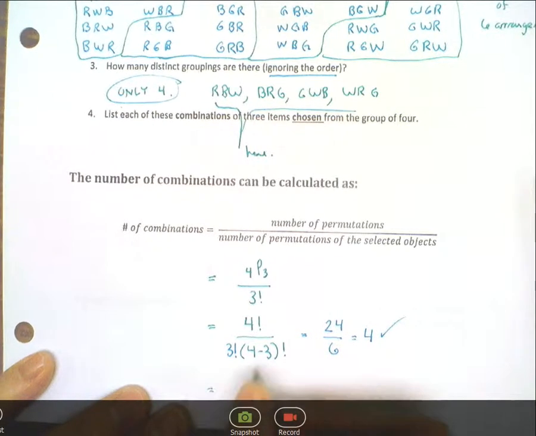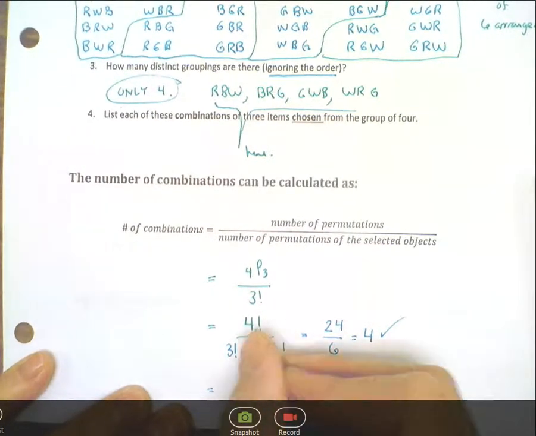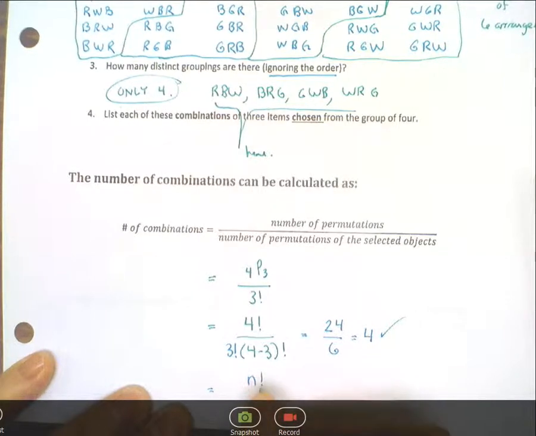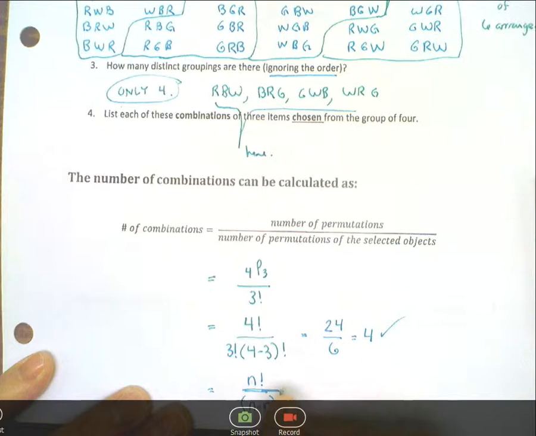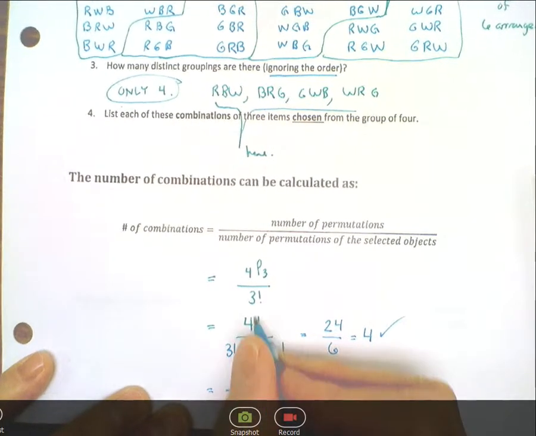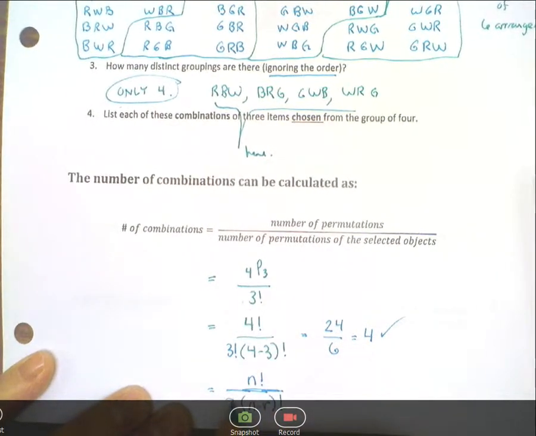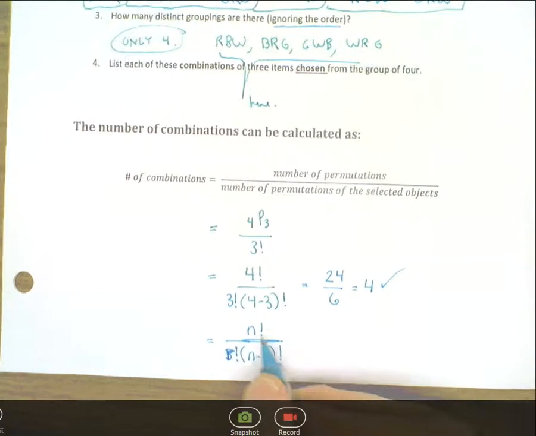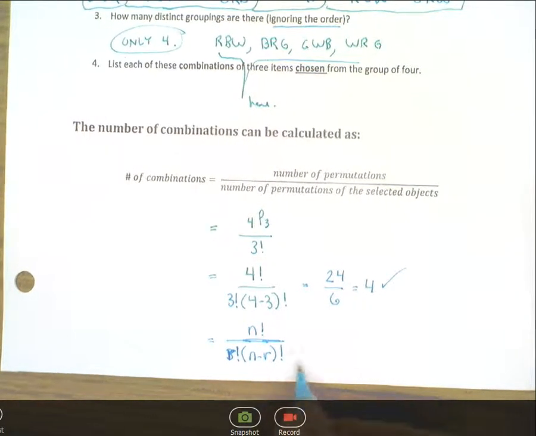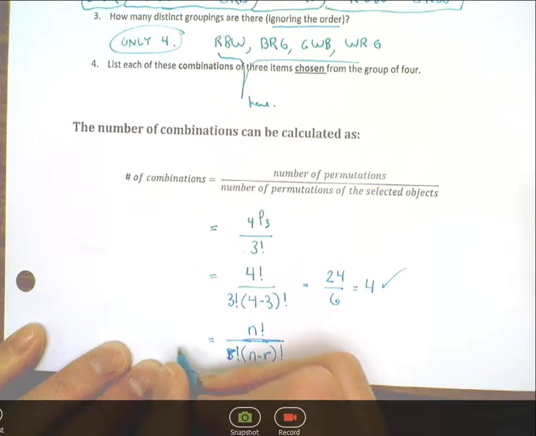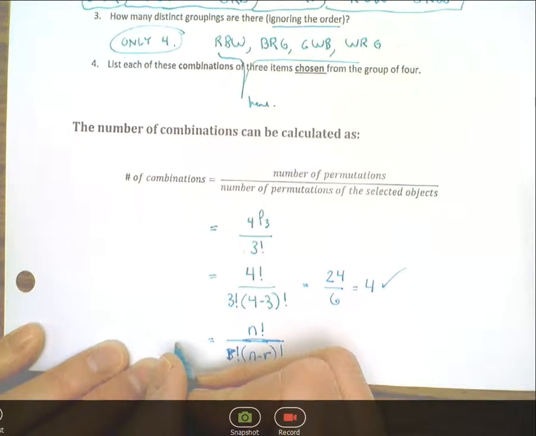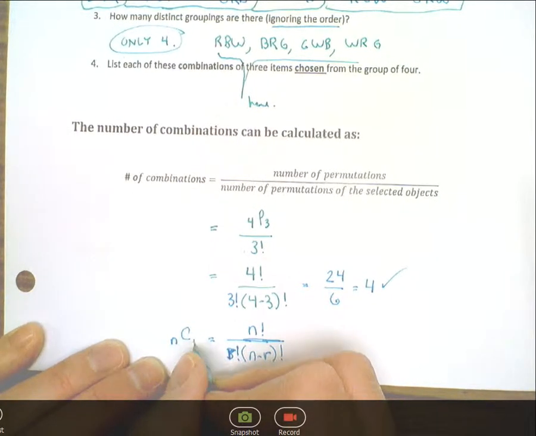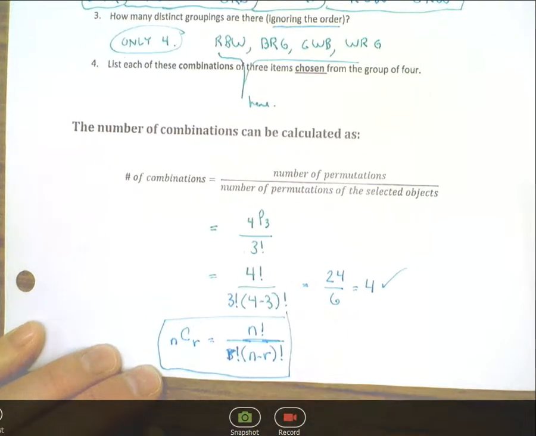Another way of looking at this, 4 factorial over 4 minus 3 factorial, was really n factorial over n minus r factorial, because we had n objects and we're taking r of them, and then there's the ways of arranging those distinct objects. So that's an r factorial. So it's n factorial over r factorial times n minus r factorial that is the number of combinations. So we write it as nCr for number of combinations.